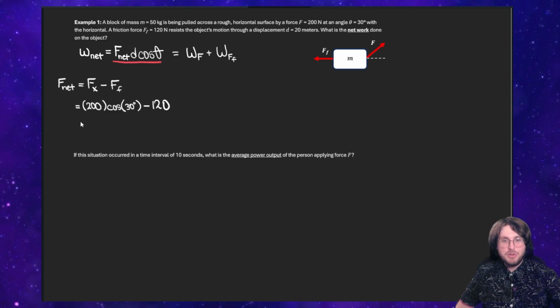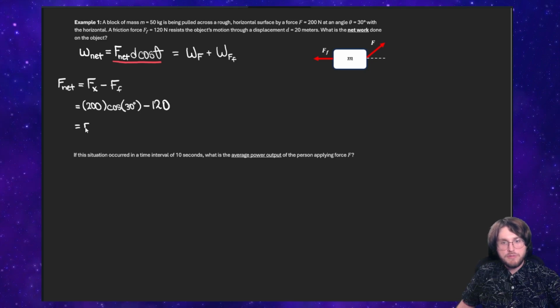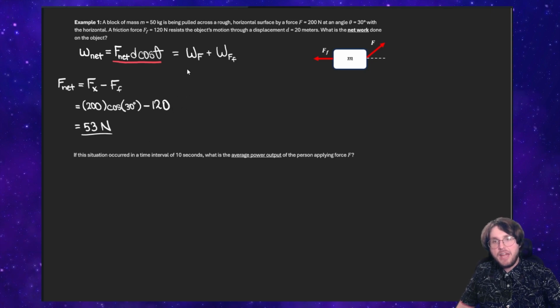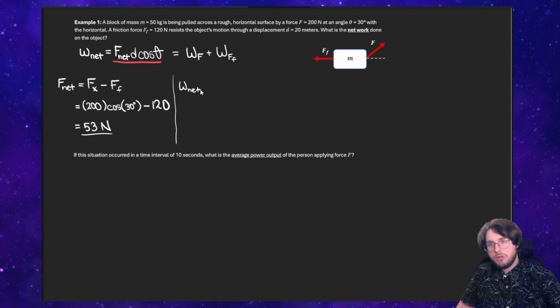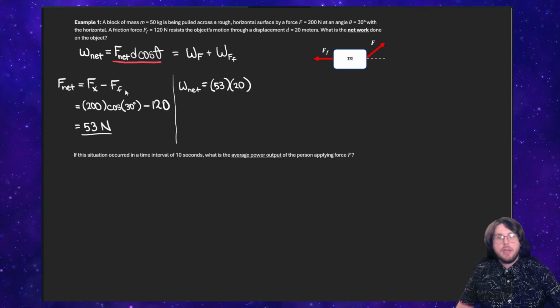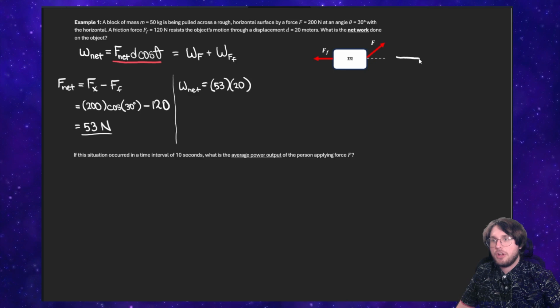All right, and if we do that, and we multiply that out, we'll get a net force of about 53 newtons, give or take. So now that we have that, we're going to go over here and we're going to calculate it using our formula. So the net work will equal the net force of 53 newtons, the displacement of 20 meters. And note that we found the net force in the x direction over here. So it's kind of pointing along this direction.